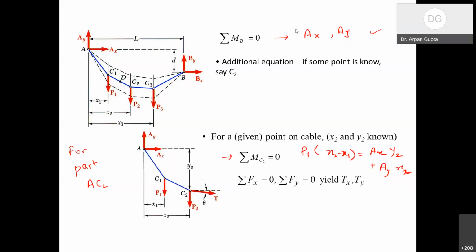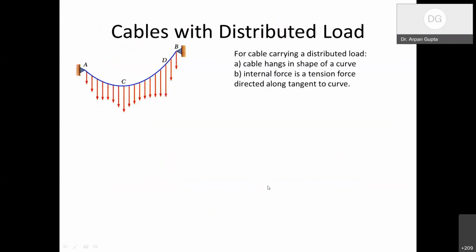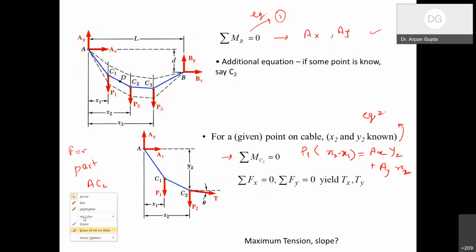So one equation is from this moment balance. We have equation number 1, and this is equation number 2. I have two unknowns, Ax and Ay, and I can solve for them. So Ax and Ay can be solved, and once Ax and Ay are solved, then you can similarly solve for other reactions. Bx, By can be calculated.